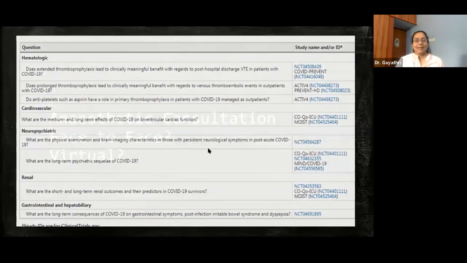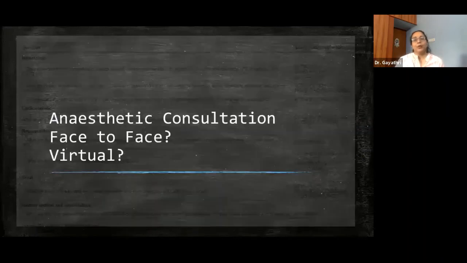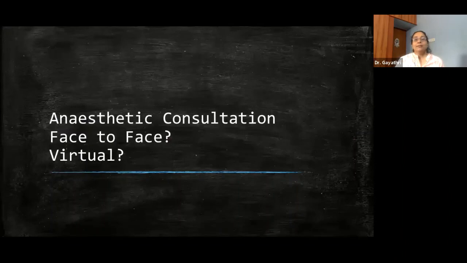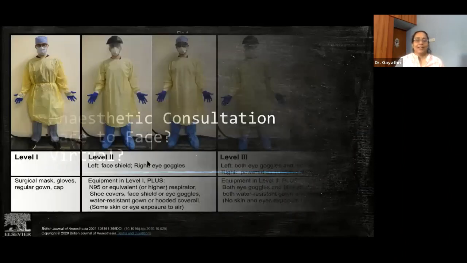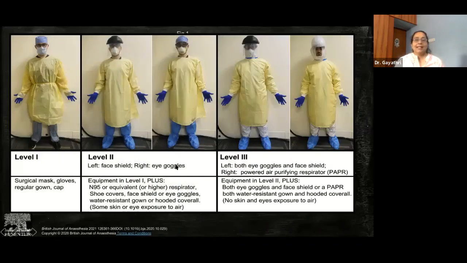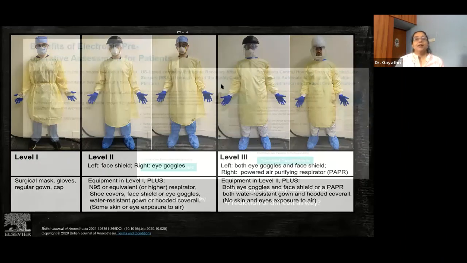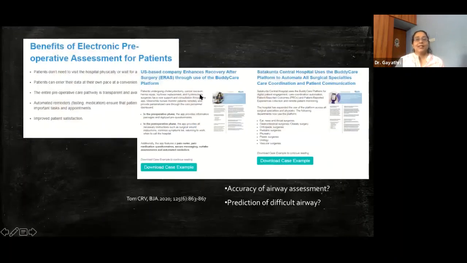Now, coming to the last part, do we need a consultation which is face-to-face, or are we going to go ahead with a virtual one, right? If it is face-to-face, it is important that at least level 2 PPE is used, with goggles, an N95 mask, and a water-resistant gown and all these things, right? So this is one US-based company where they are using something called the Body Care platform. And here you can see for surgeries, they definitely used it, right? And they say it has got a lot of benefits.